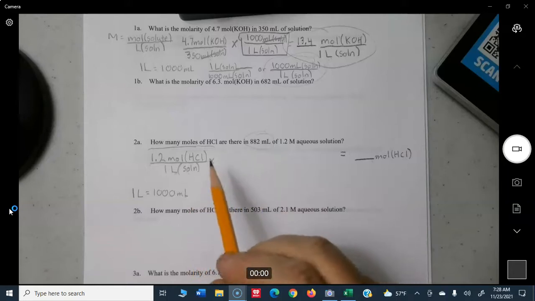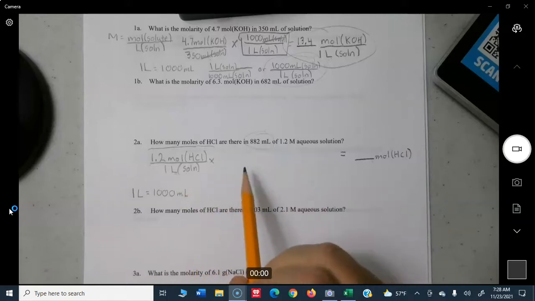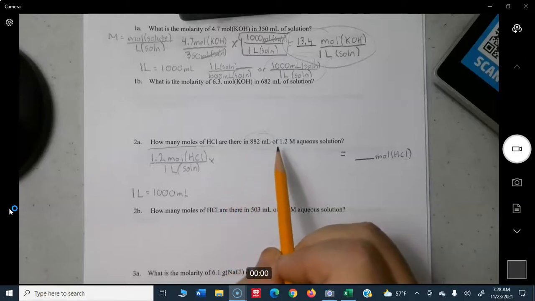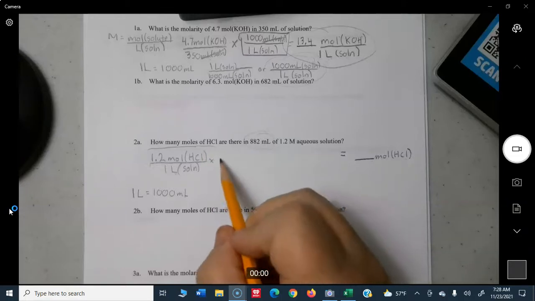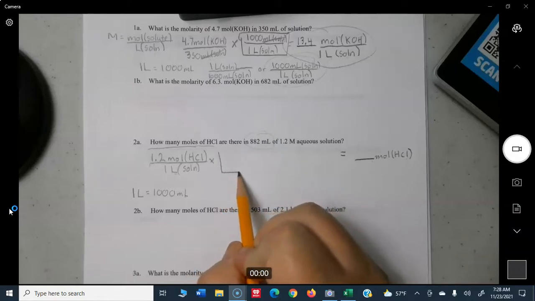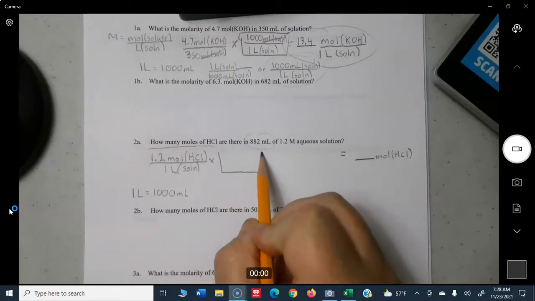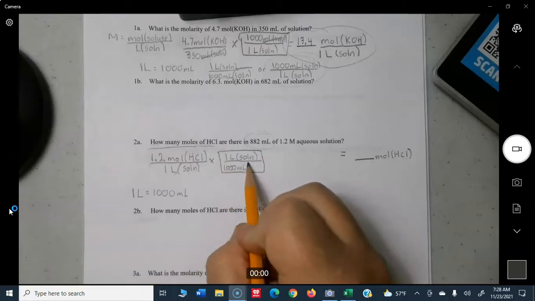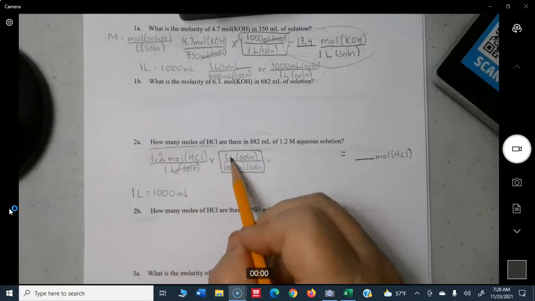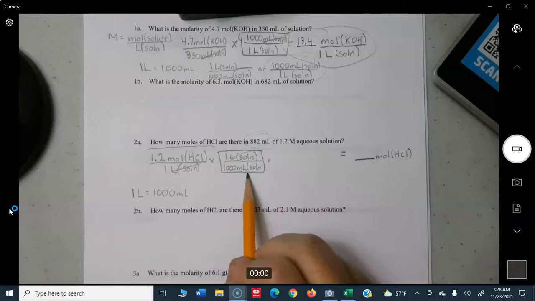So what we're going to do first is convert liters to milliliters on the bottom. And then we're going to multiply by this 882 milliliters up on the top. So watch how this works. It seems a little tricky the first time you do this, but it's not too bad. Okay, so now liters of solution is canceled. Now you have 1,000 milliliters of solution on the bottom.